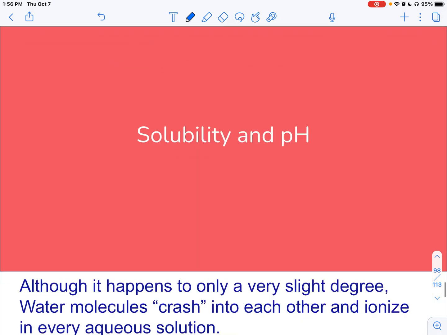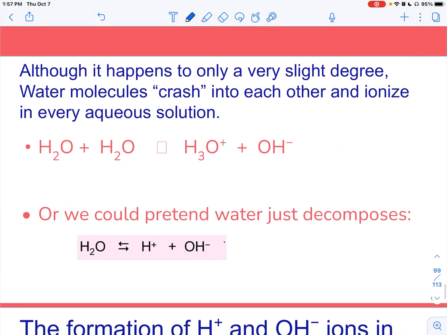So first we need to talk a little bit about water. Water ionizes. What's actually happening is that two water molecules will crash into each other, and then the H from one will go to the other. So you'll end up with H3O plus and OH minus. And this happens to a very small degree, but it does happen.